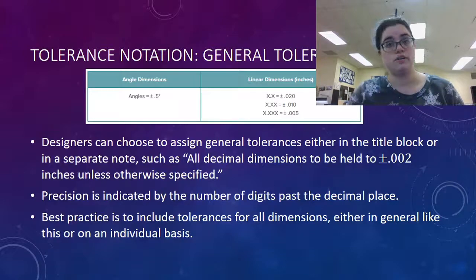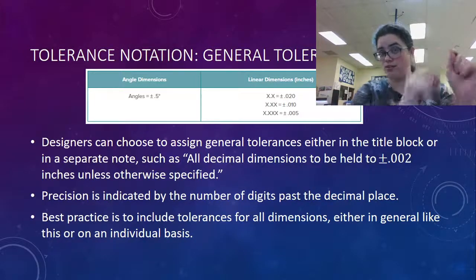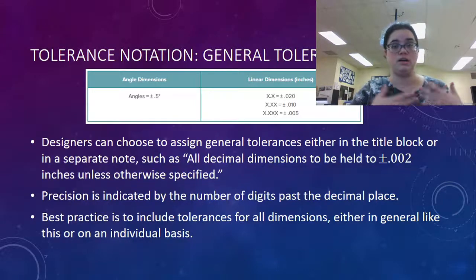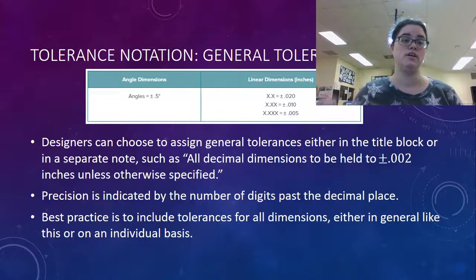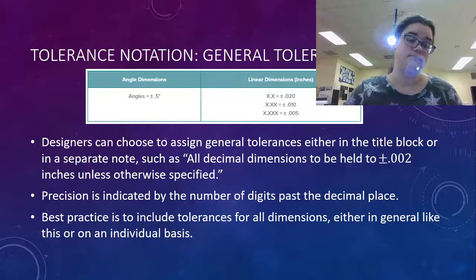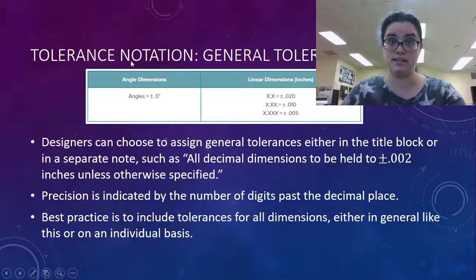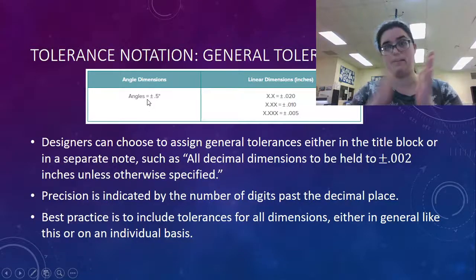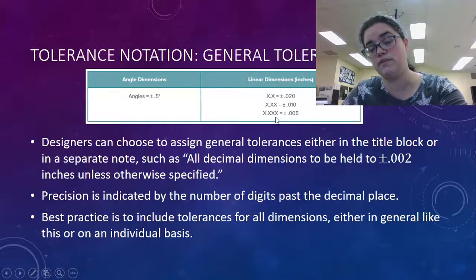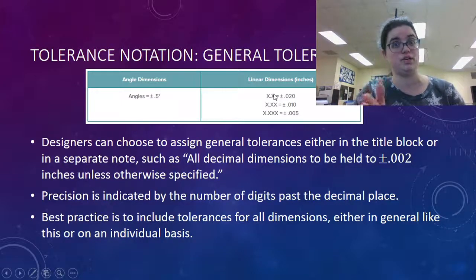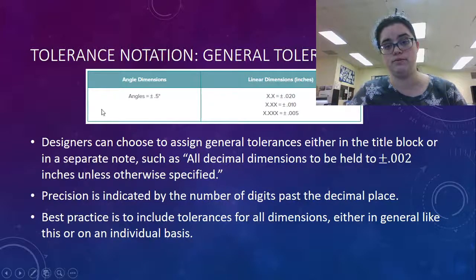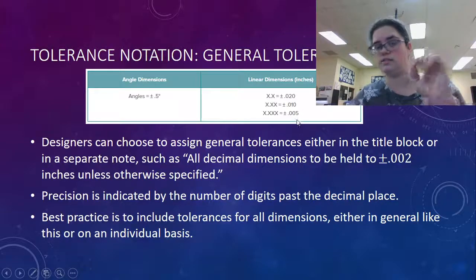So you may also put general tolerance notes. It might not be at that single hole, it might just say, hey, in this document, all decimal dimensions are going to be held to plus or minus 0.002, 2/1000 of an inch, unless otherwise specified. And here's a version of it in a table, like in a title block. They say all angle dimensions have a plus or minus half a degree. Linear dimensions have different numbers of digits past the decimal point. With 1 digit past the decimal point, that's to the 10th of an inch. That's not as precise as something that's got 2, which is to the 100th of an inch, or 3, which is the 1000th of an inch. So you'll notice that these tolerances also get smaller as the detail gets more precise.